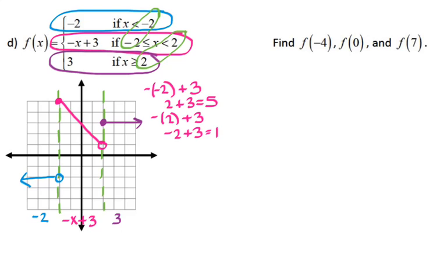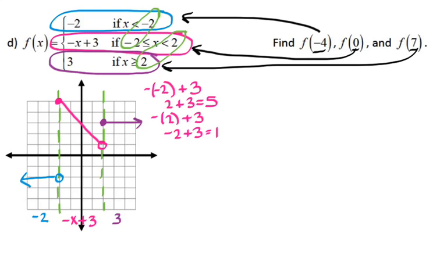Now we have 3 different functions we want to evaluate. So negative 4, 0, and 7. So negative 4, look at your scenarios. That matches your first function. 0 matches your second function since 0 is in between negative 2 and 2. And 7 matches the third one.